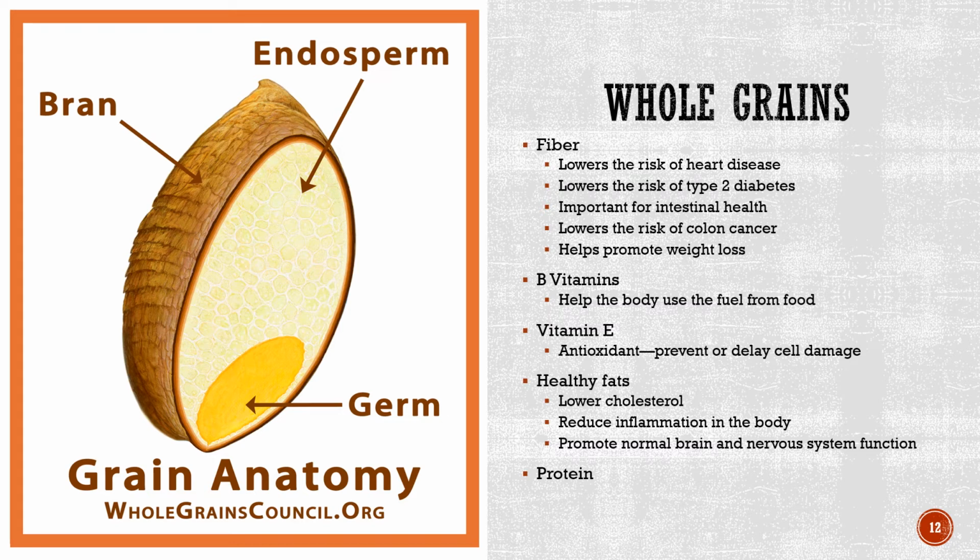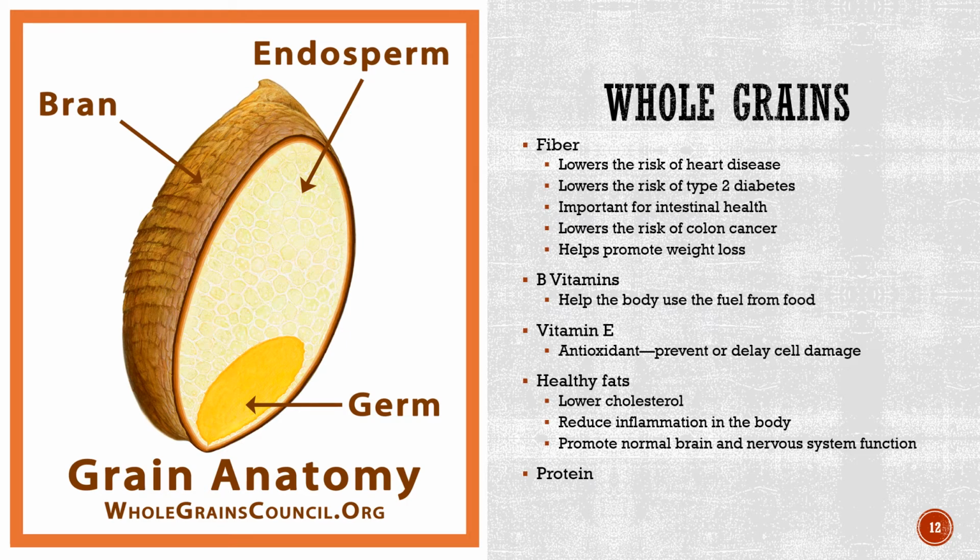And those B vitamins that are in the bran and the germ help the body to use the fuel that we get from food. The vitamin E that's in the germ is an antioxidant, and that helps to prevent or delay cell damage. And those healthy fats in the germ, they help lower cholesterol, reduce inflammation in the body, and promote normal brain and nervous system function.